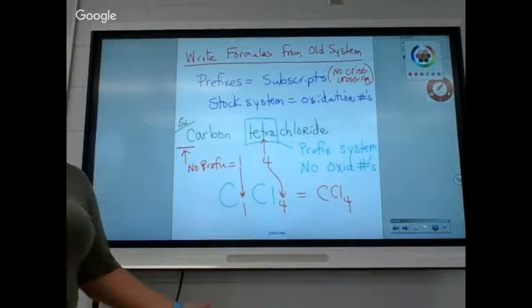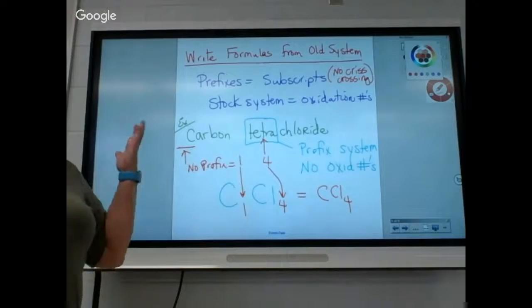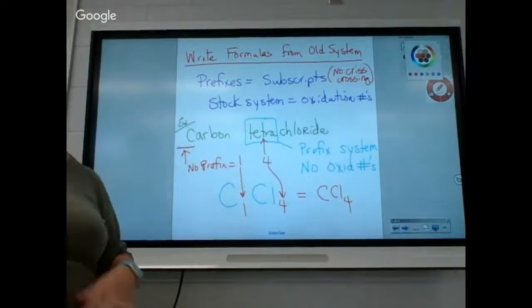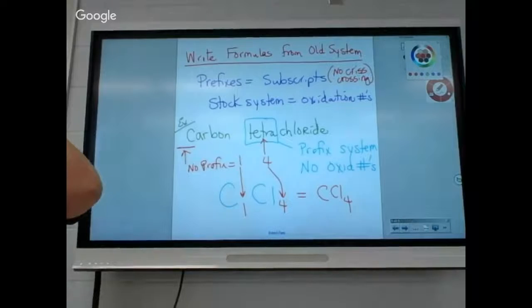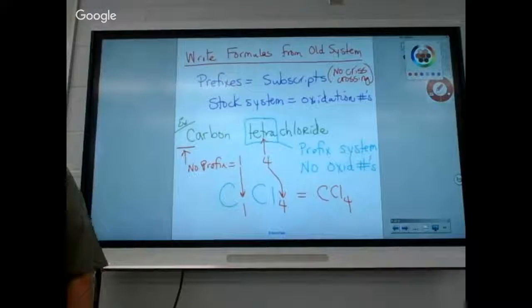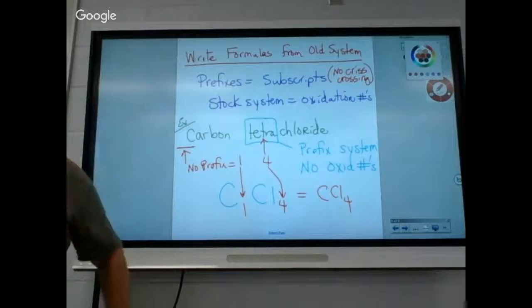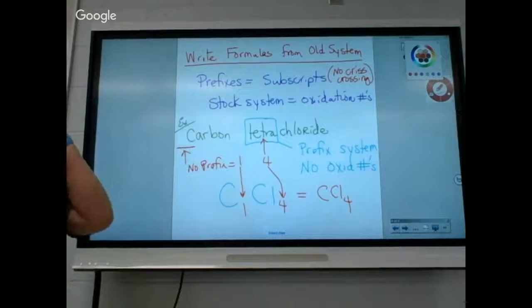We don't do any crisscrossing. We don't look up any oxidation numbers. The prefixes literally tell us the subscripts. Okay? But because we've done so much crisscrossing, people automatically want to do what with those numbers? They want to put them at the top, and then they want to crisscross those numbers. But we don't.